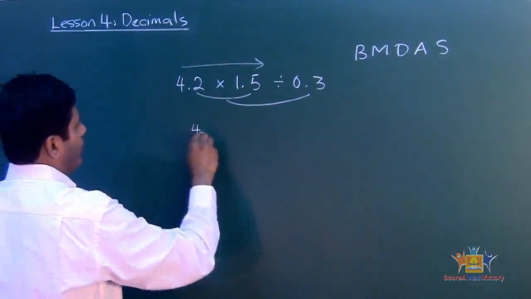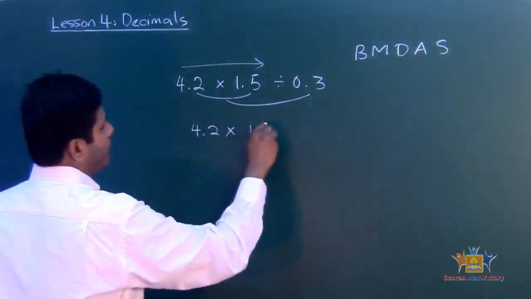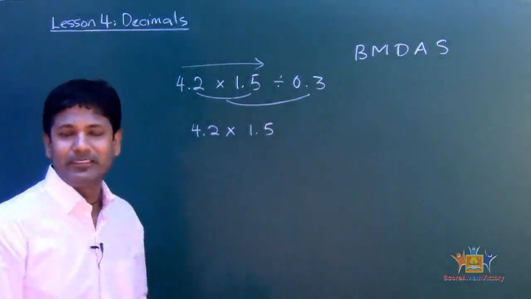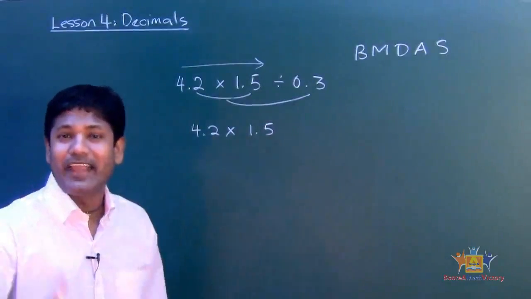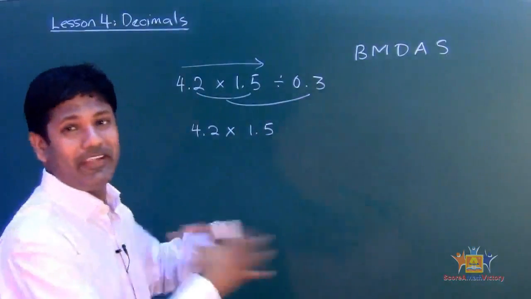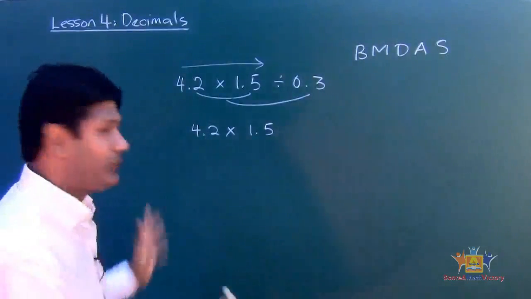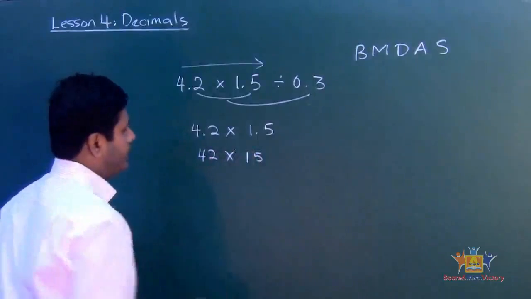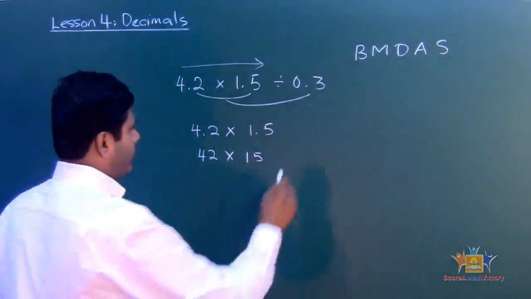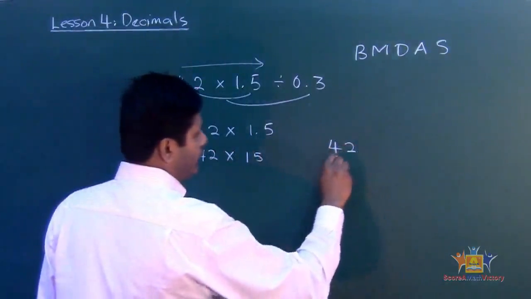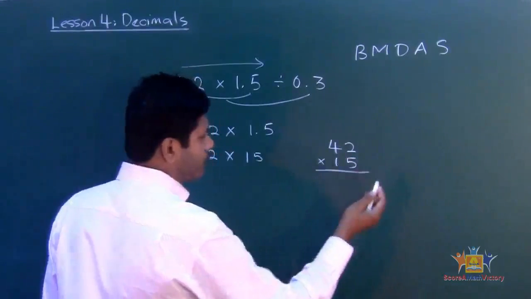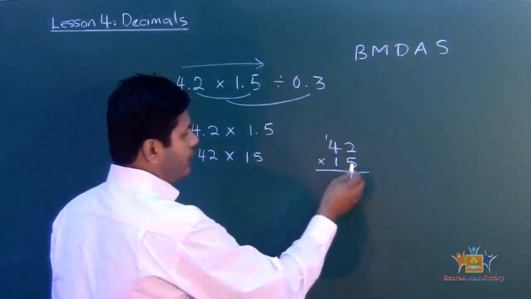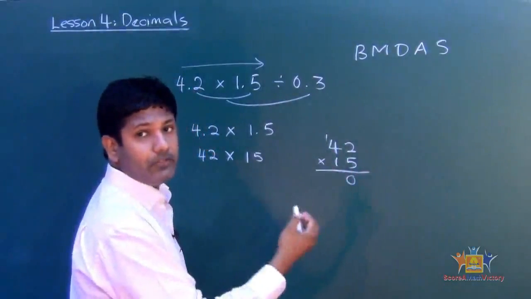Let's take 4.2 times 1.5. What principle are we going to use when you multiply with decimals? Exactly. Forget now, remember later. We're going to forget about the decimal, so it's going to be 42 times 15. Then we line them up, 42 and 15, and multiply. 5 times 2 is 10. I'm going to put 0, carry 1. 5 times 4 is 20, plus 1 is 21.